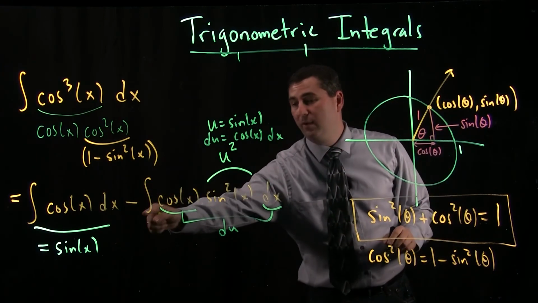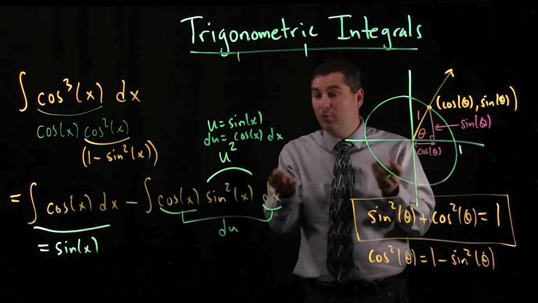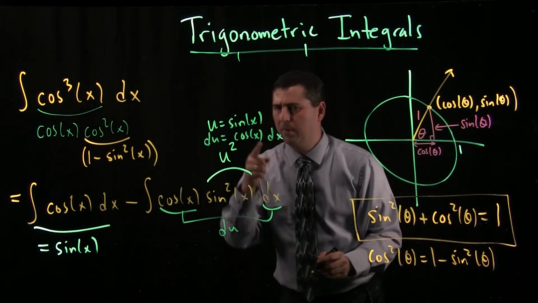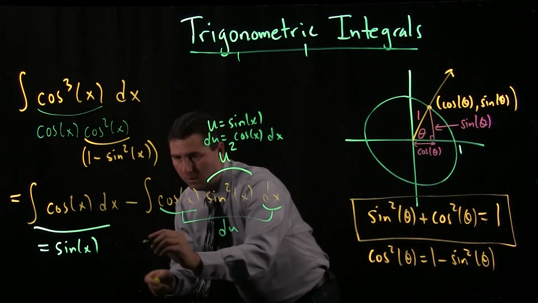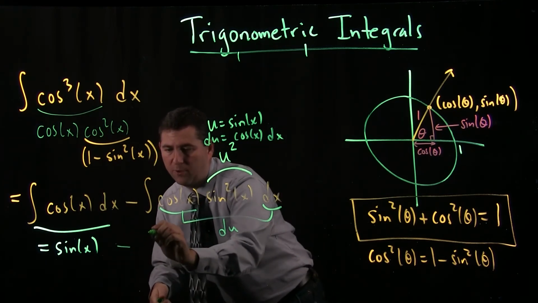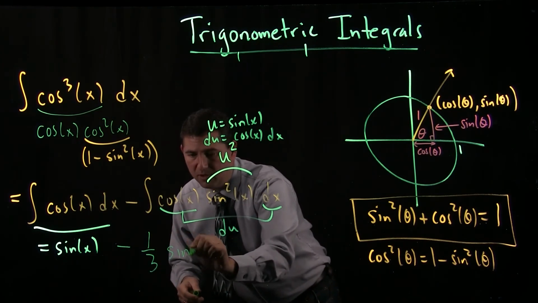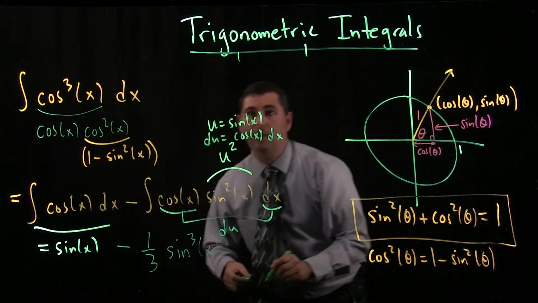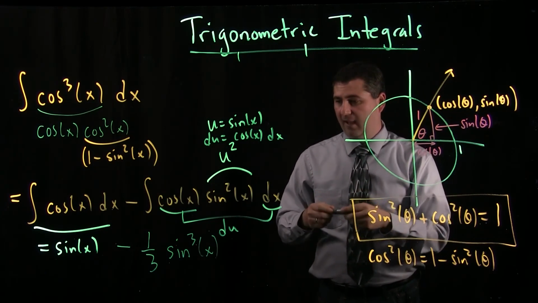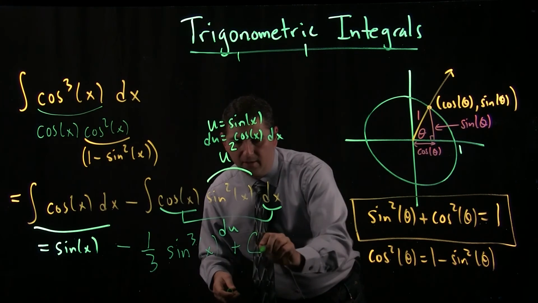So all I'm really doing is integrating u squared. That's totally easy. That's a third u cubed. But wait, u is sine of x, so what do I get? I get minus a third u cubed, but u is sine, so sine cubed. And of course, what do we need at the end? Our constant of integration.